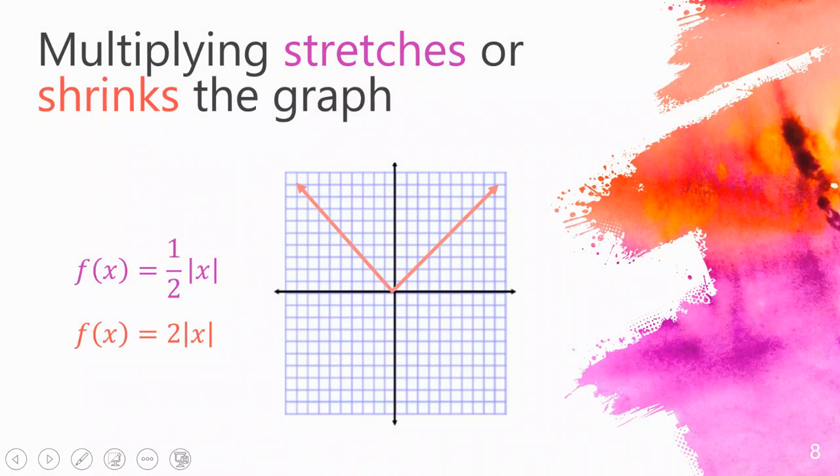Another transformation is when we multiply by something out front. What that does is it stretches or shrinks the graph. Now, we've talked about linear functions and we've talked about slope.